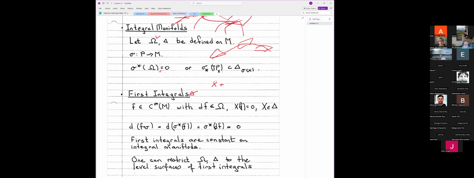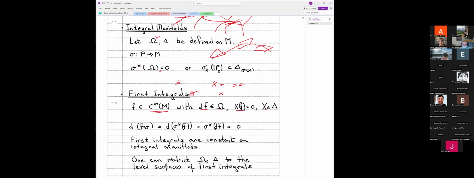If we have a differential equation x double dot equal to 0, then x dot is called the first integral because its derivative is 0 by virtue of the equation. And so here's the differential systems definition of that. A first integral is a function on our manifold whose exterior derivative is in our Pfaffian system, or equivalently, a first integral is a function which is annihilated by all the vector fields in our distribution.